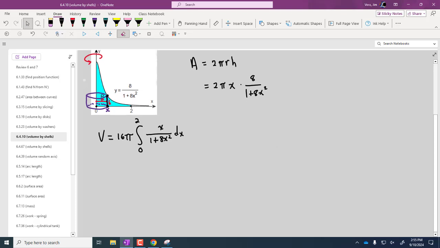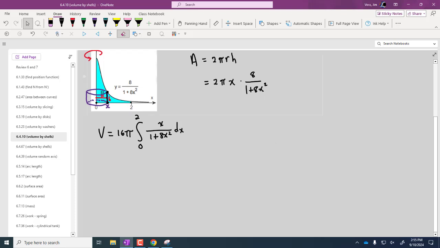What integration technique is needed for that? U sub. So 90% of the time when we do U sub, U is the exponent, U is the angle, U is the denominator, U is what's in the square root. Those are kind of the common things. So if we let U be 1 plus 8x squared, then du is 16x dx.